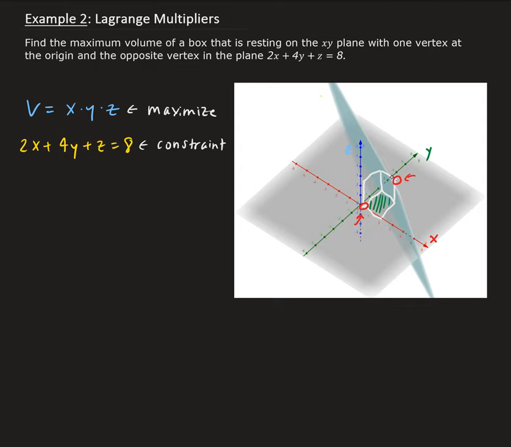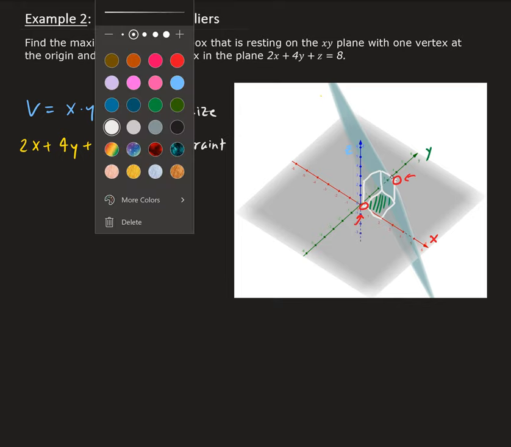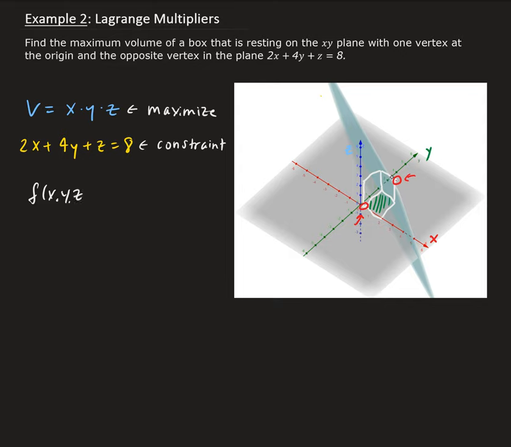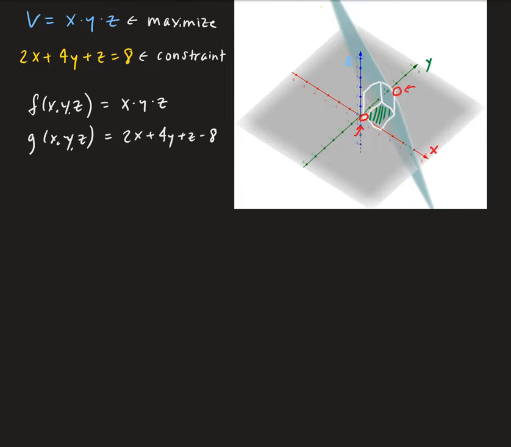So from here we can set up our functions. We're going to define f of x, y, z to be equal to x times y times z, and we're going to let g of x, y, z be equal to 2x plus 4y plus z minus 8. Now we're going to take the difference, so we have a new function, a function of x, y, z, lambda, that's going to be equal to f of x, y, z minus lambda times g of x, y, z.